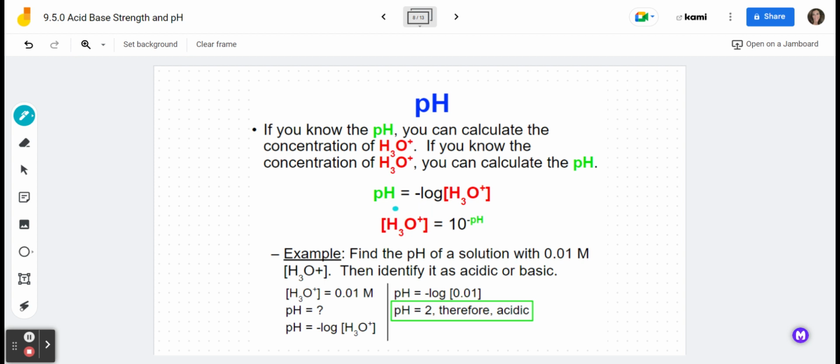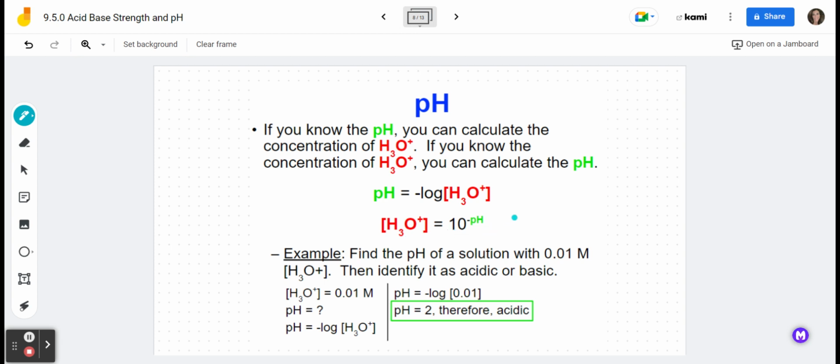If you want to find pH, you're going to hit the negative sign, log, and then type in your concentration. It should give you something between 0 and 14. Now, if I want to go the opposite way, I'm going to hit inverse log, which is 10 to the negative. You're going to hit a negative sign and then pH. Again, I'll go over this in a second.